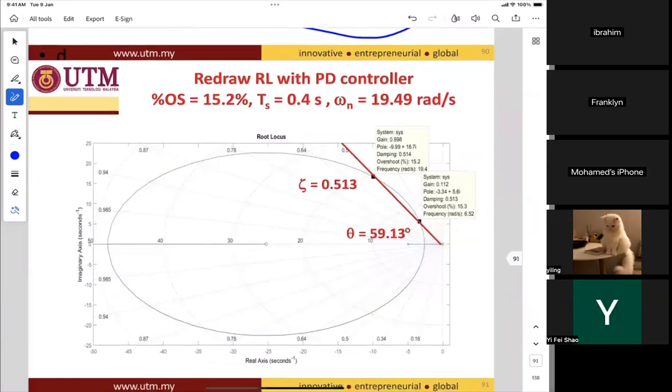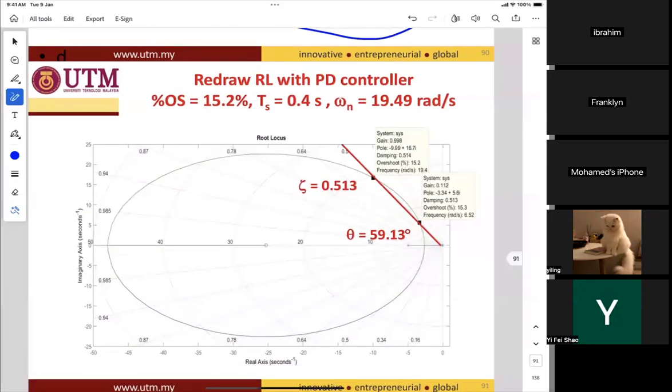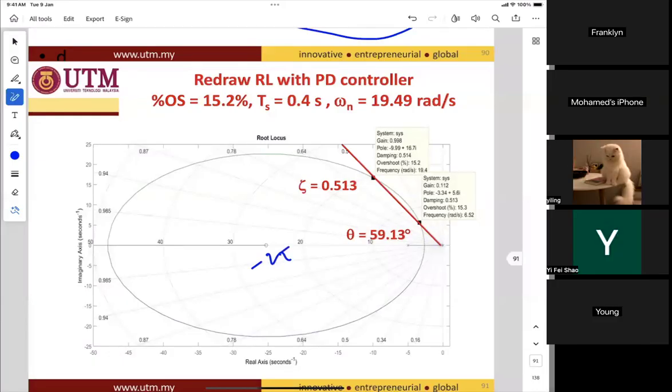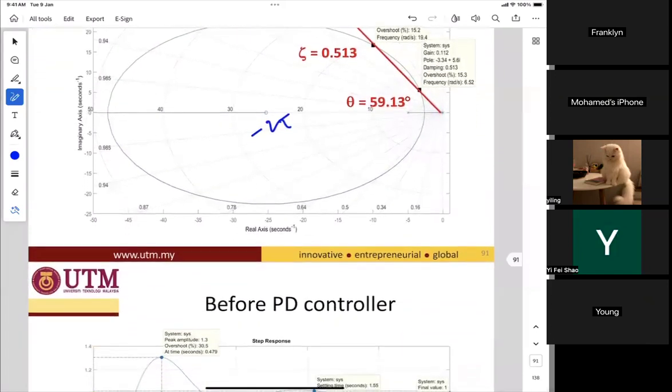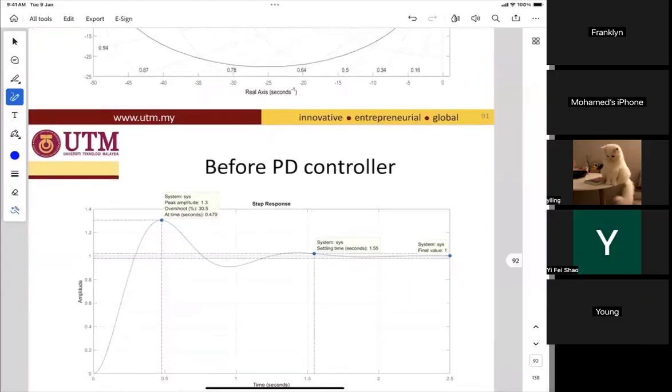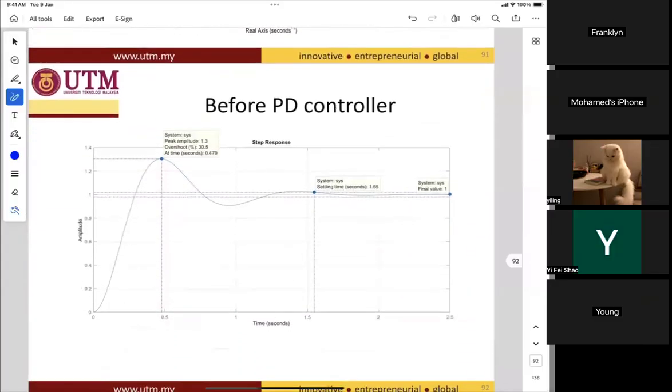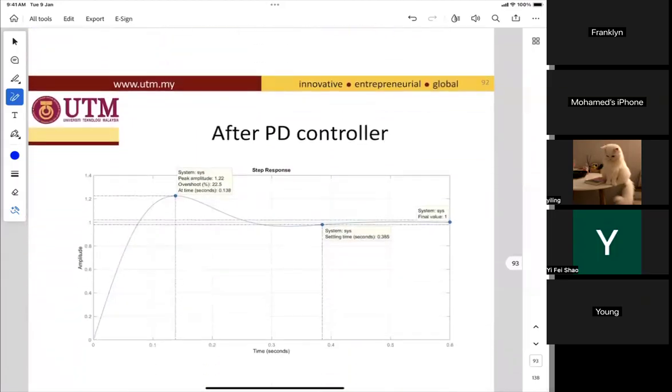So when we redraw, we include the zero here, minus 25. So we will give you a round circle of the new root locus. So this one is not important. There is no redraw for the root locus. We only want to see the settling time. Previously it was 1.55 second, Ts old. And after is 0.385, Ts new.